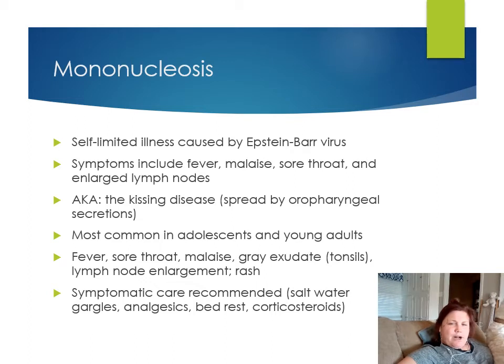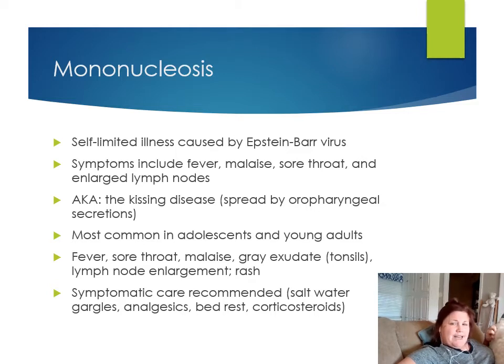Okay, looking at mono. Mono is a condition that you'll learn about in respiratory in terms of an adult patient as well. This one is most often remembered because it's associated with the Epstein-Barr virus. Symptoms of mono include fever, a general feeling of malaise, sore throat, and lymph node enlargement. You may have heard of it as the kissing disease because it is generally spread by oral secretions.